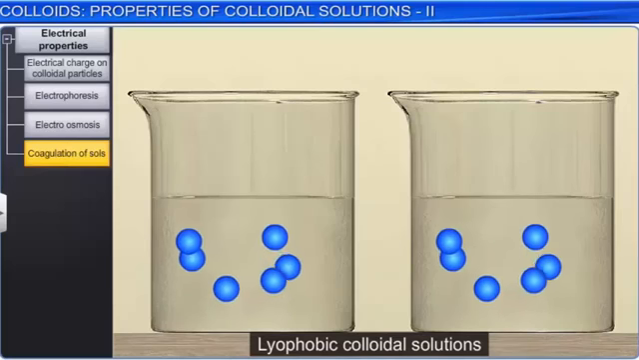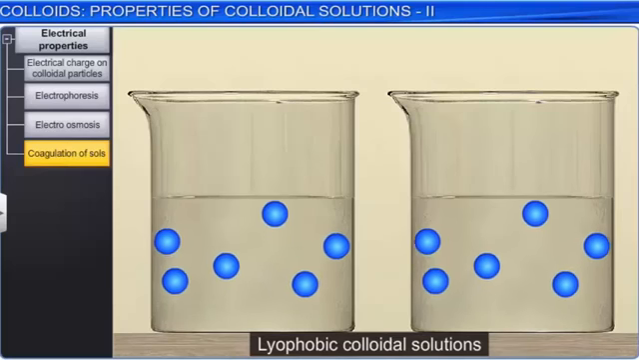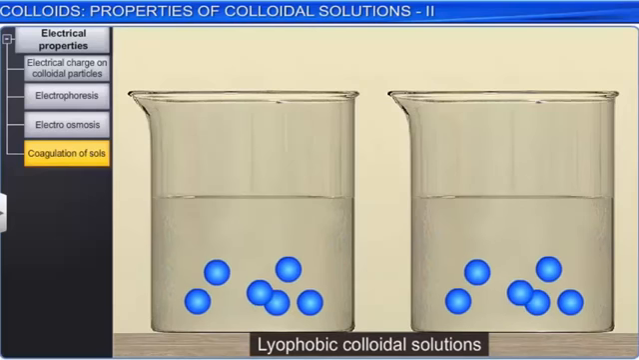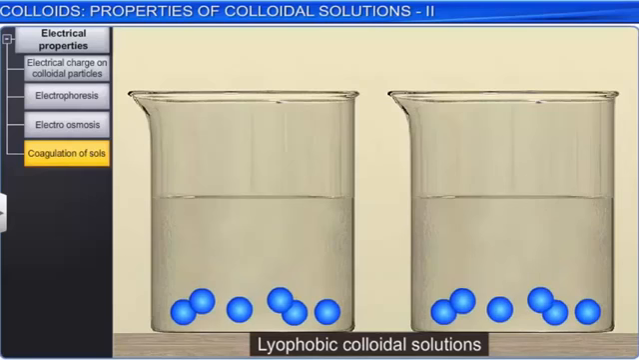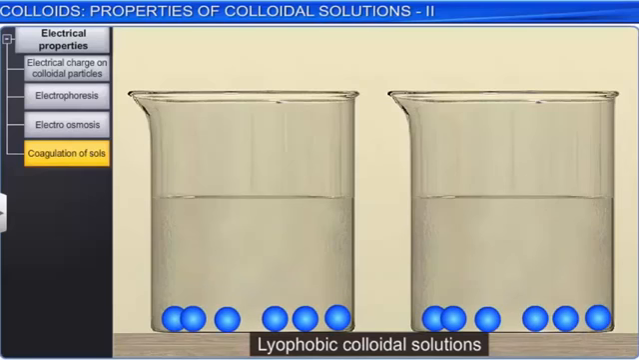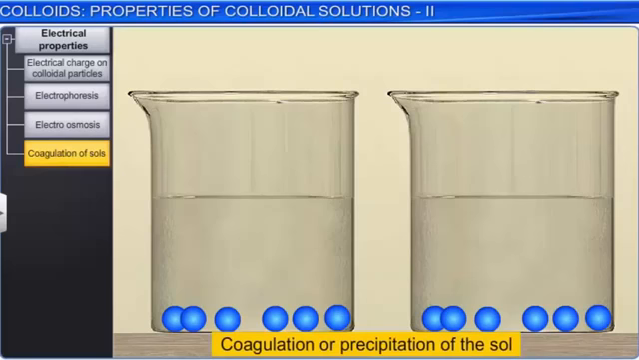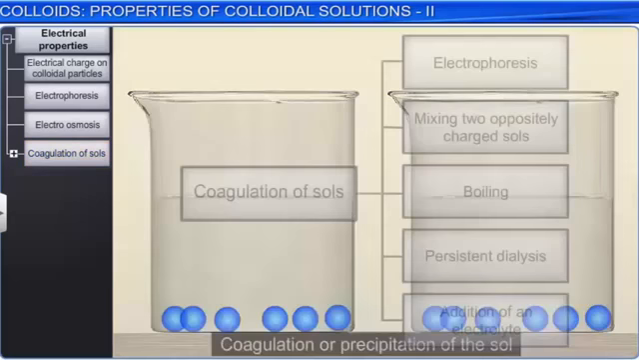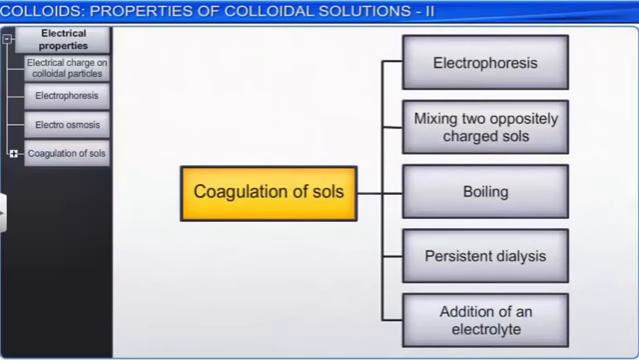These larger molecules aggregate or coagulate and then settle down under the force of gravity. This phenomenon is called coagulation or precipitation of the sol. The coagulation of a lyophobic colloidal solution can be achieved in a number of ways. One method is electrophoresis.